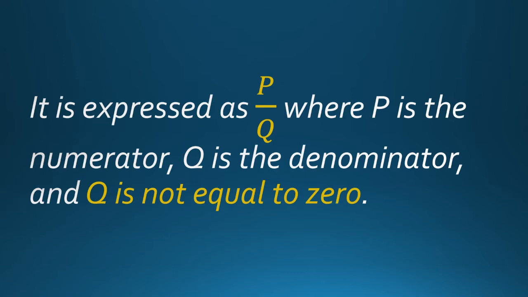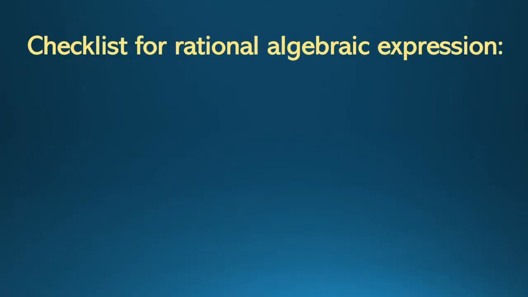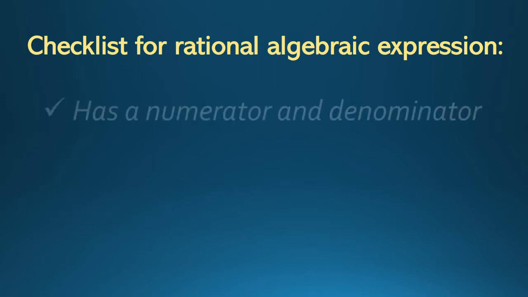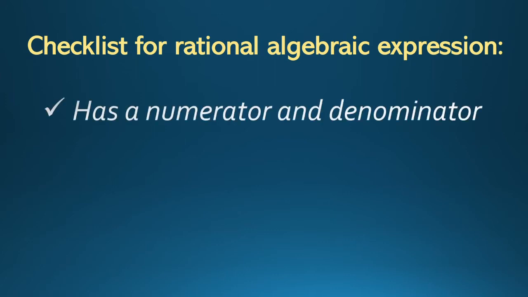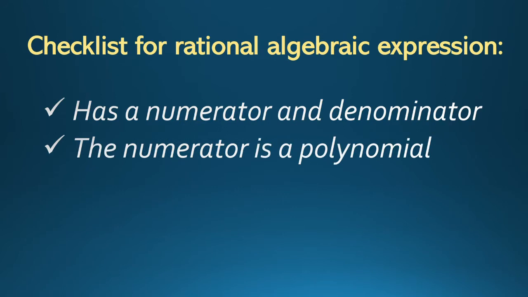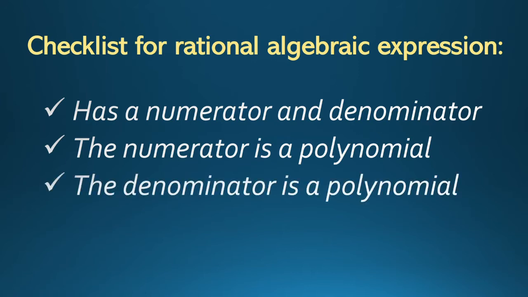So, para mas maging simple pa, ito naman yung checklist natin for rational algebraic expression. First, it has a numerator and a denominator. Meron siyang numerator and denominator. Second, the numerator is a polynomial. Dapat polynomial yung numerator. Third, the denominator is a polynomial. Polynomial din yung denominator at ulit, ito ay hindi dapat equal to 0.